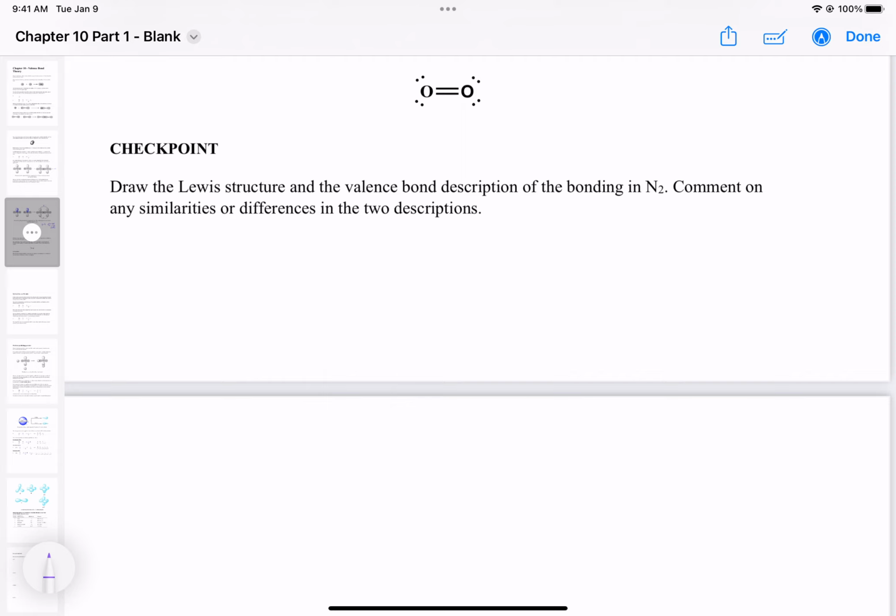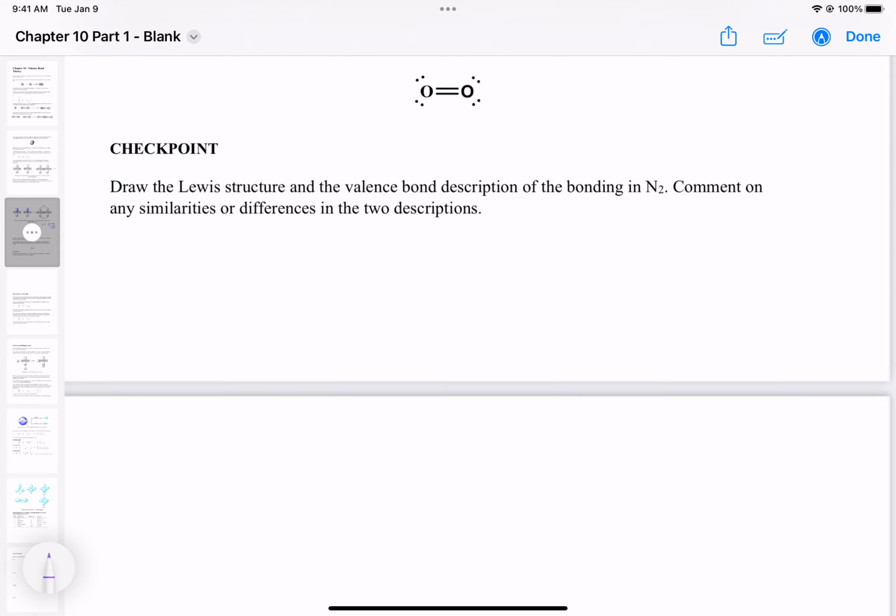Okay, hello everyone. Let's wrap up this lecture, finishing up our discussion on valence bond theory, talking about how simple orbitals combine to form a chemical bond. Now let's draw the Lewis structure and the valence bond description of the chemical bonds in N2, and comment on some similarities and differences in the two descriptions, okay?